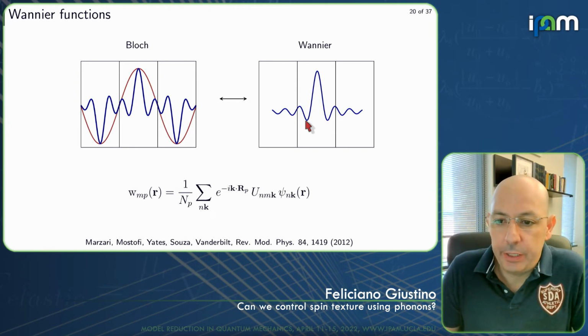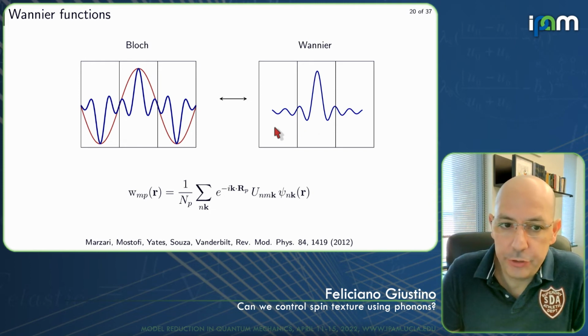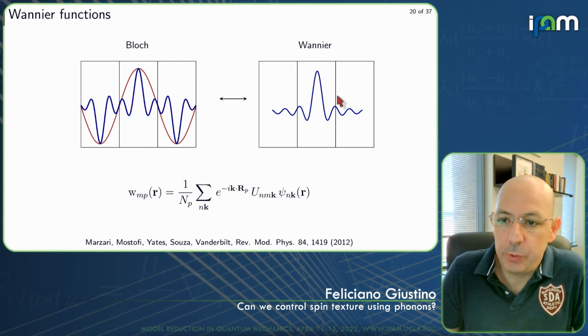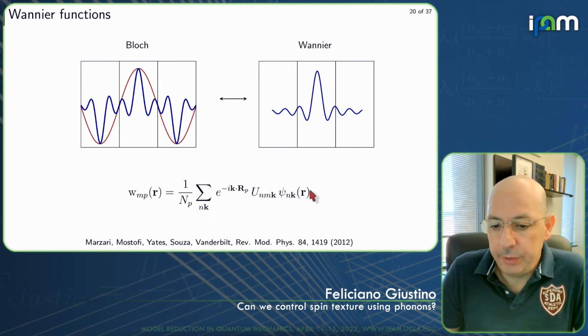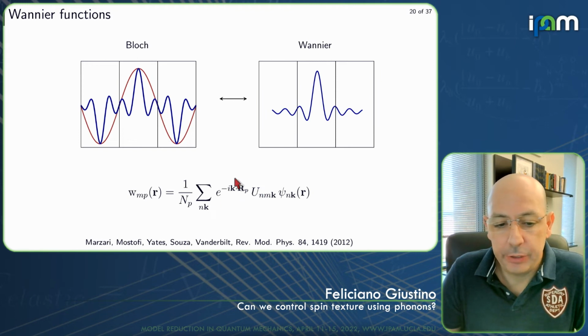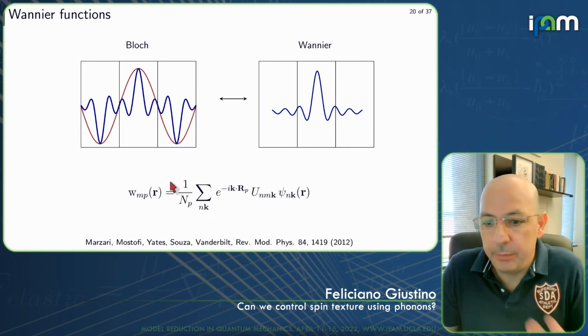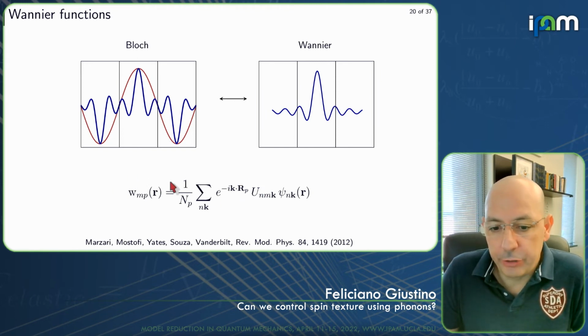So this is a very rough way to say that it is possible to perform linear combinations of Bloch waves that will give you localized functions. The way this is done in practice is to take Bloch waves, perform unitary rotations, and then add some phase factors, and this will give you some objects that are called Wannier functions.